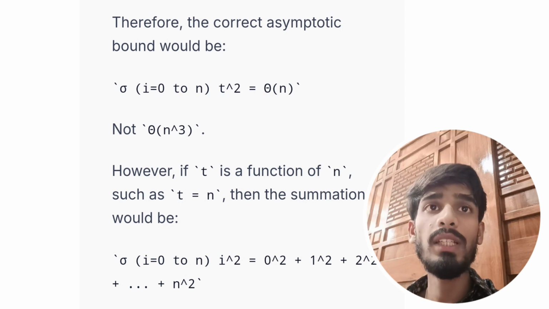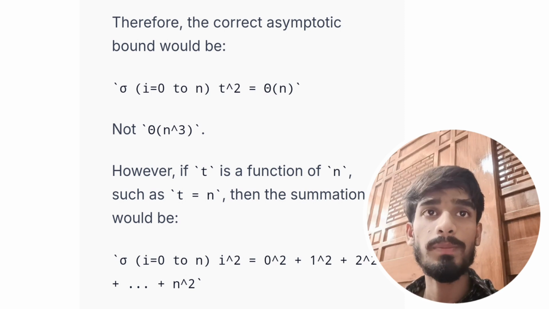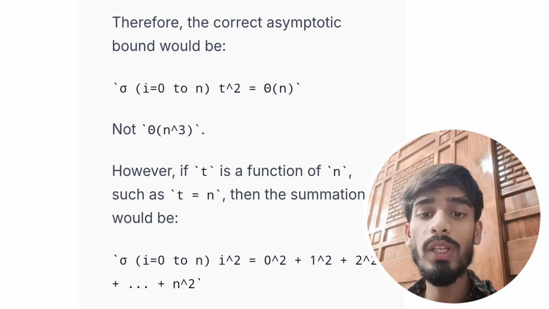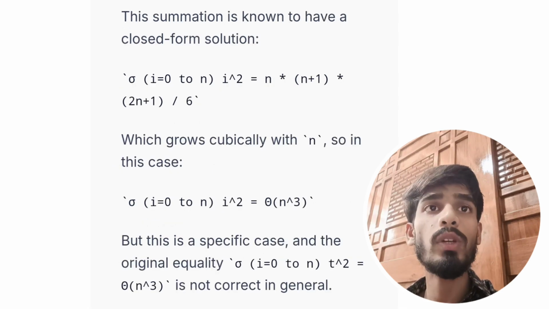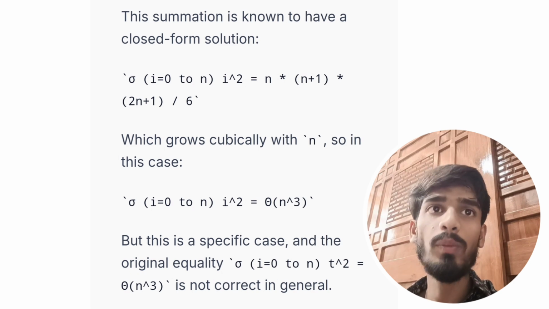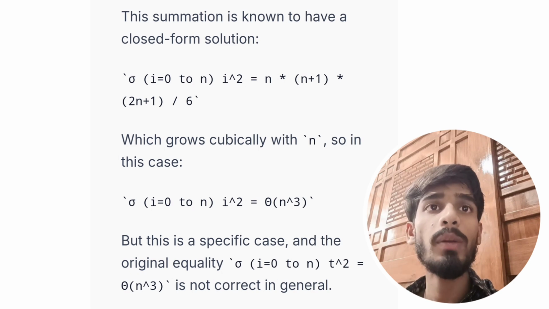However, if t is a function of n, such as t equal to i, then the summation would be 0 square plus 1 square plus 2 square and so on up to n square. This summation is known to have a closed form solution. n times (n plus 1) times (2n plus 1) by 6 will be the sum of this, which grows cubically with n.